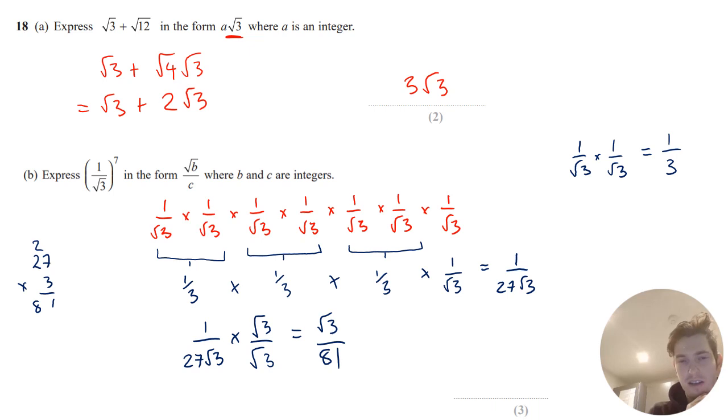So my answer, is that in the form root b over c? Yes, it is, because b is equal to 3 and c is equal to 81. So actually, this problem was quite tricky, but once I wrote it out and simplified it, it became a lot more manageable. I did a little bit at a time and then put them all together, rather than try to do something to the power of 7 all in one go. Good question, let's keep going.